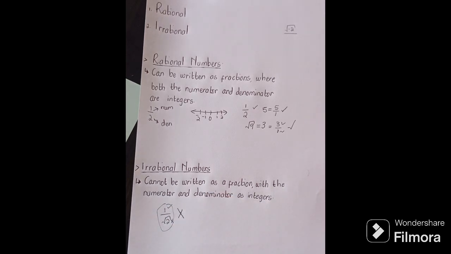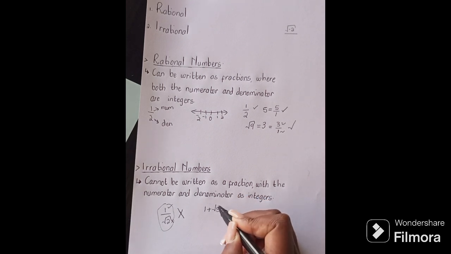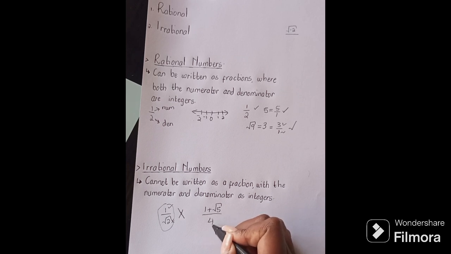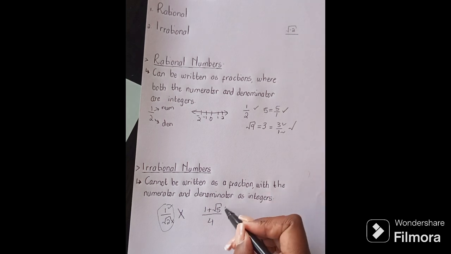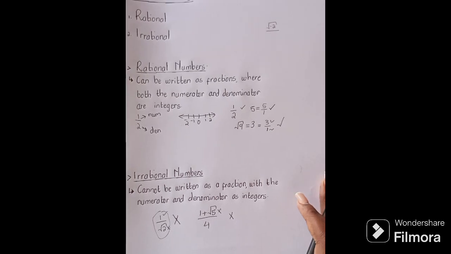Therefore, it is irrational. Then another example, you can have 1 plus the square root of 5, over 4. Let's look at that. It's a fraction. That's condition number 1. Then condition number 2. Is the numerator an integer? No. So it has already failed. This number is not a rational number. Therefore, it is irrational. And that is how you differentiate between rational numbers and irrational numbers.